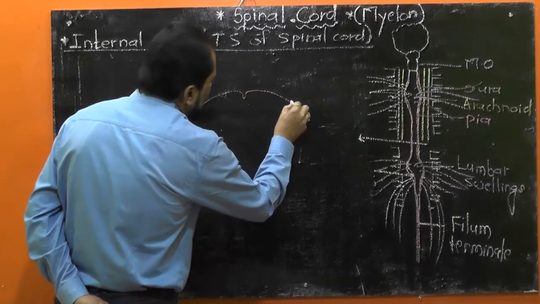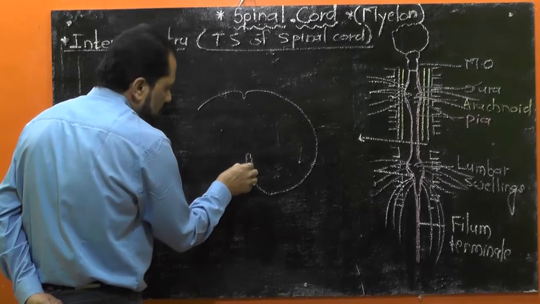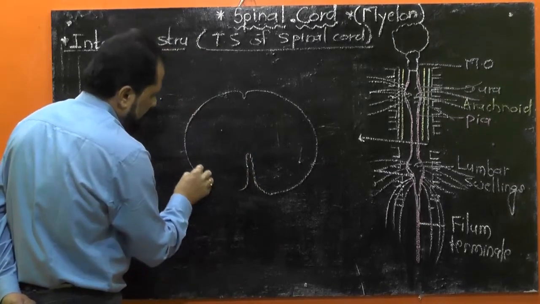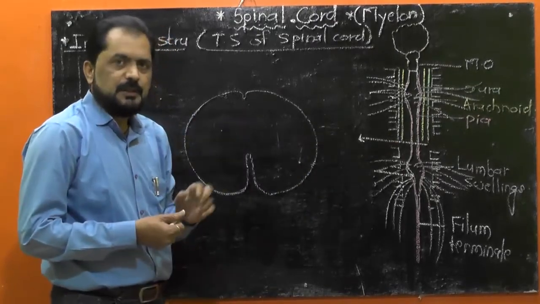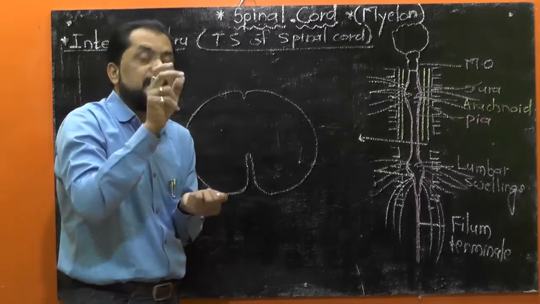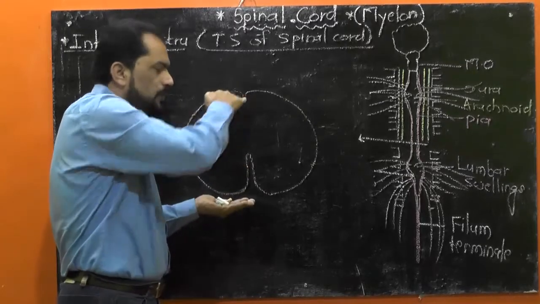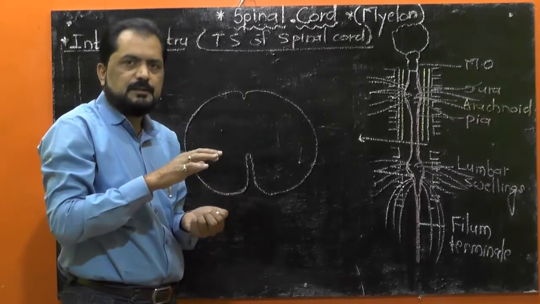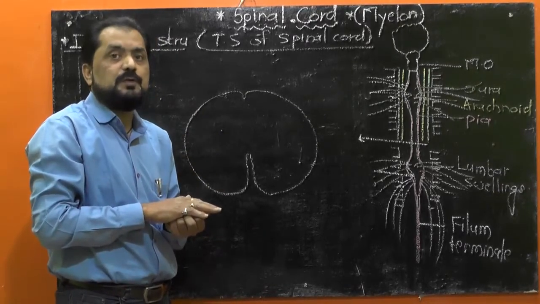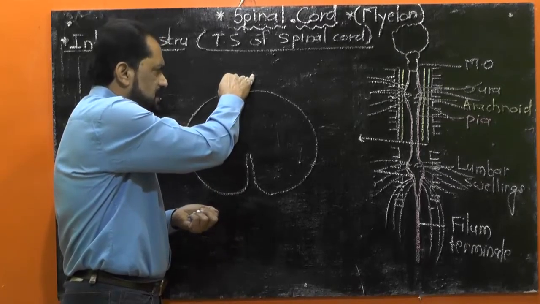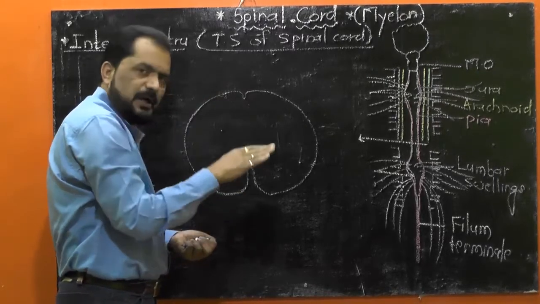In TS, in transverse section, the spinal cord appears oval and slightly dorso-ventrally flattened structure. Please look in the diagram. Whenever we take the T.S. of spinal cord, it appears not exactly spherical or rounded, but slightly oval and dorso-ventrally flattened. I told you that the spinal cord is not exactly cylindrical. It is slightly dorso-ventrally flattened. Consider this is the dorsal side or posterior surface of spinal cord and this is the ventral or anterior surface of spinal cord.